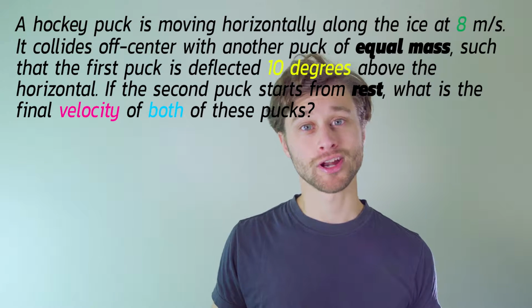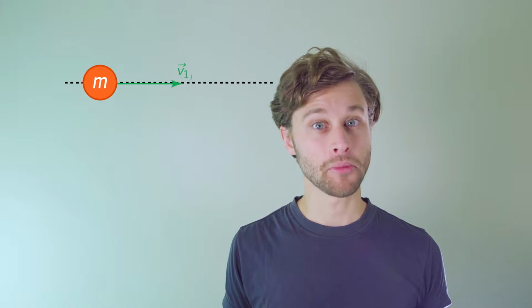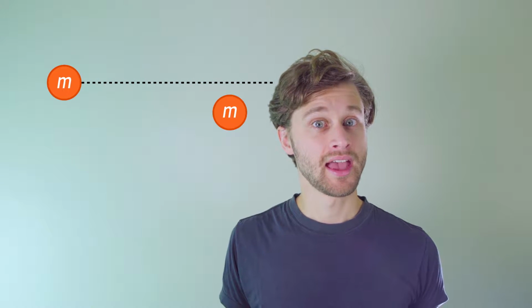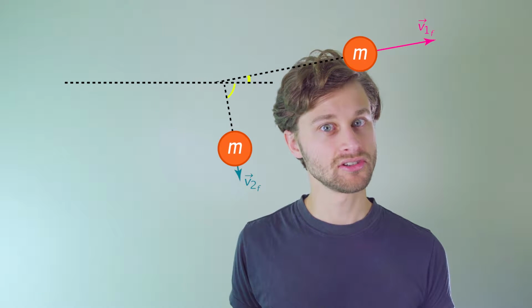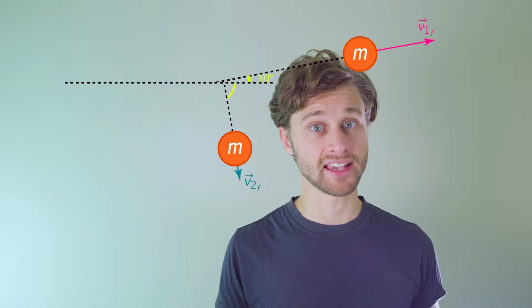So first of all, let's try to understand what's actually going on in the problem. Let's write down our givens and draw a picture. We have a puck moving horizontally along the ice at 8 meters per second, another puck starting at rest that's of equal mass, and they hit off-centered, deflecting the first puck off 10 degrees above the horizontal x-axis.